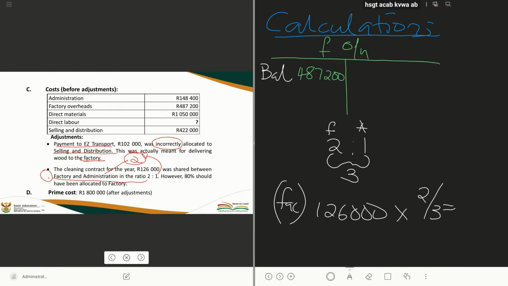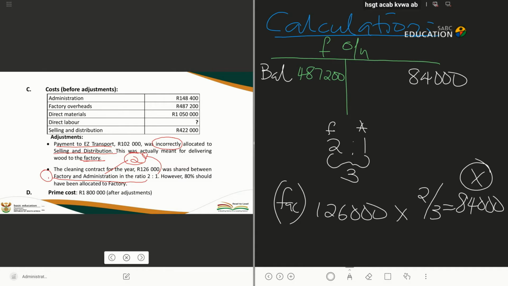126,000 times 2 divided by 3. It is 84,000. It means this 84,000 was incorrect. It was recorded incorrect, so we must remove it. So you will say 84,000. Are you with me, my dear learners?